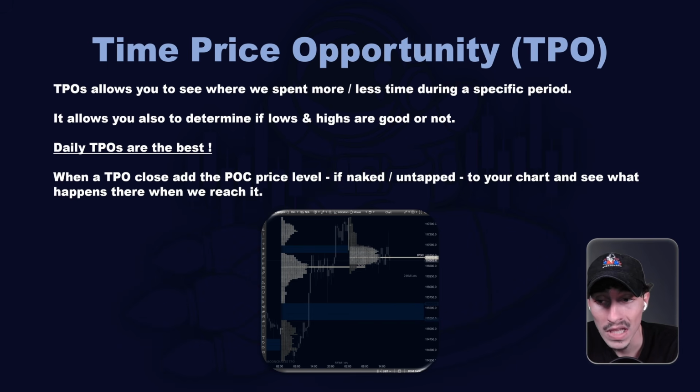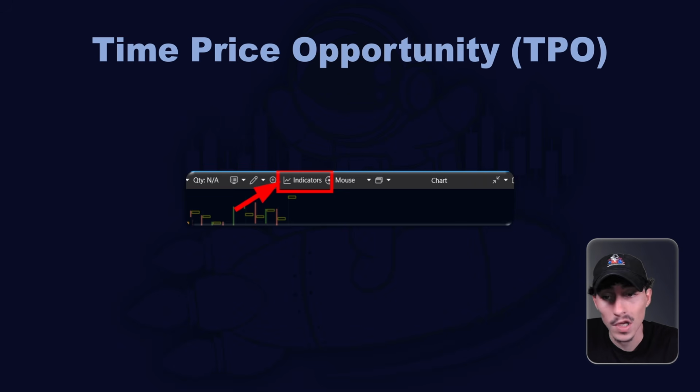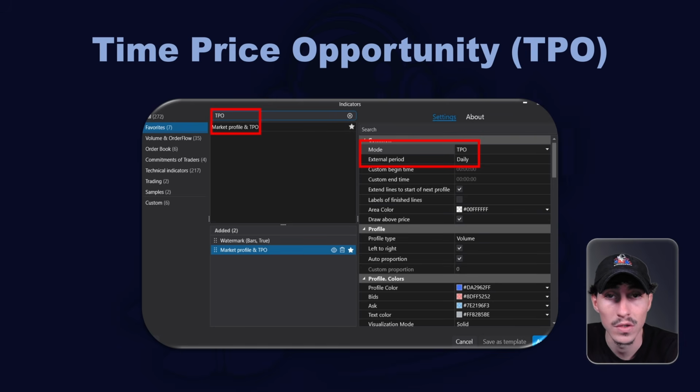When a TPO closes at the point of control price level, again if naked, so untapped basically, add this level to your chart and see what happens there when we reach it. To add TPOs on your chart, like always, go into the indicators. Once you're there, simply search for TPO, add the indicator onto your chart, so double click market profile and TPO from the search section, and from here simply set the mode to TPO and the external period to daily. Don't forget to set your charts to 30 minutes. This is the best time frame to use for this one.